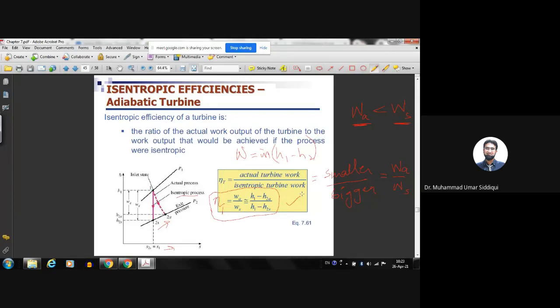First of all, do you understand the concept here for the isentropic efficiency of turbine or not? Is there anything you want to ask? Please ask. Everything is clear so far? Yes, it's clear. Okay.